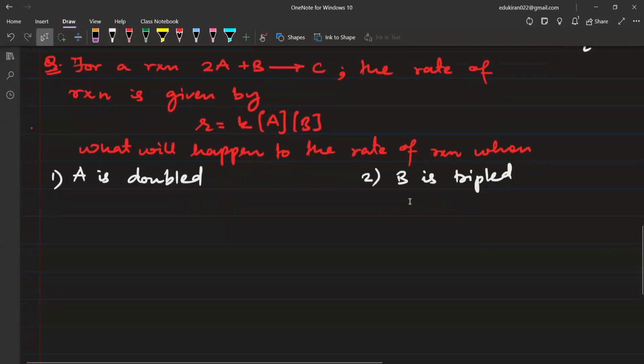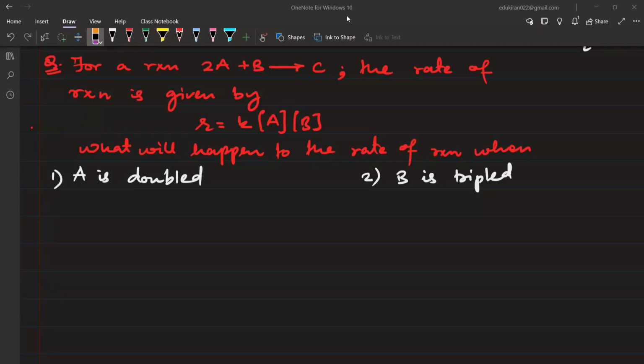First the long method, how to do it, what actually is happening here. So please leave your pen aside, don't write anything, just listen. Keep your mic on to answer. First question is what will happen to the rate of reaction when A is doubled? So before A is doubled, A would be only A. Correct, guys? We are having two cases.